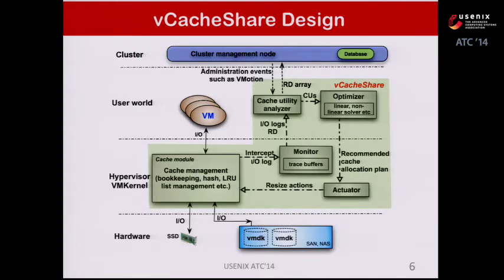So here's a diagram of vCacheShare. vCacheShare is designed to span both kernel and user space within the hypervisor to manage shared SFC space between multiple VMs and backend storage devices, which are usually network-attached shared physical hardware. It contains multiple components. The cache module manages the flash cache. The monitor captures workload I/O history, which is fed periodically to the analyzer for further analysis. Following that is the optimizer. It optimizes the cache allocation based on the result from the analyzer. And finally, the actuator combines the result and works with the cache module to do the reallocation for the virtual machines.